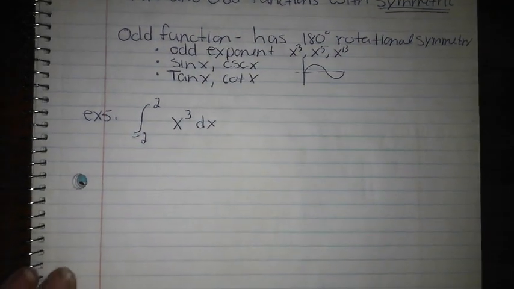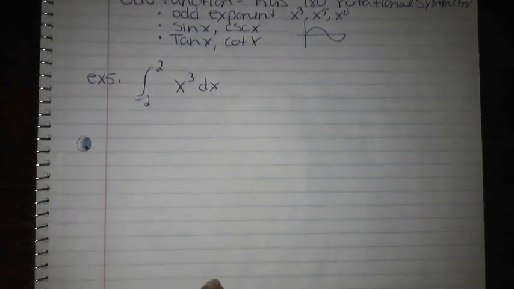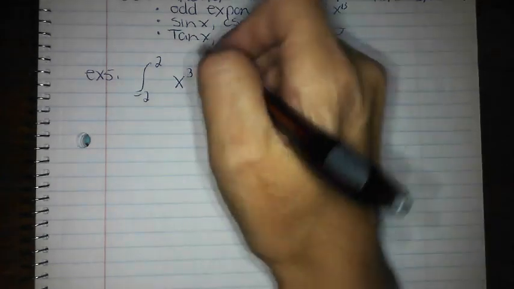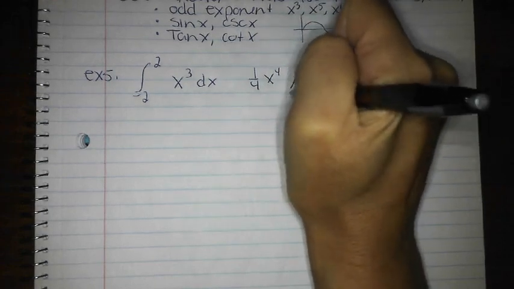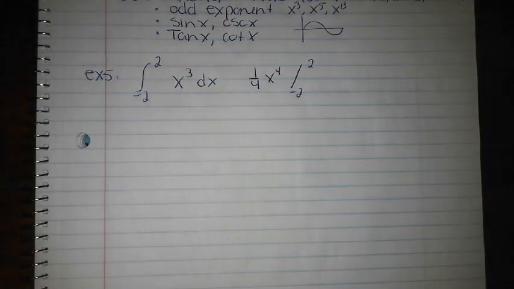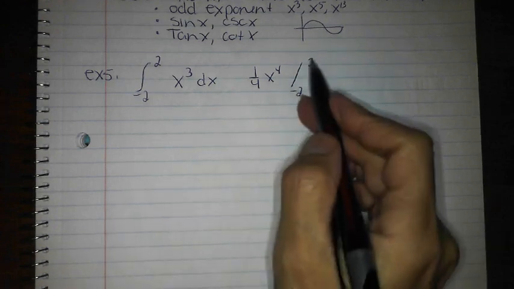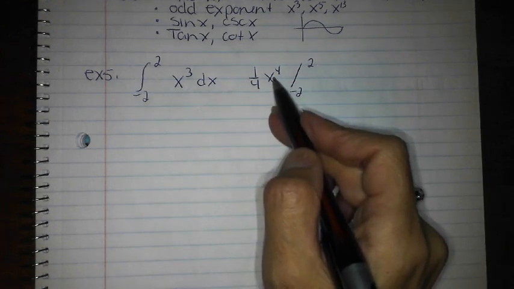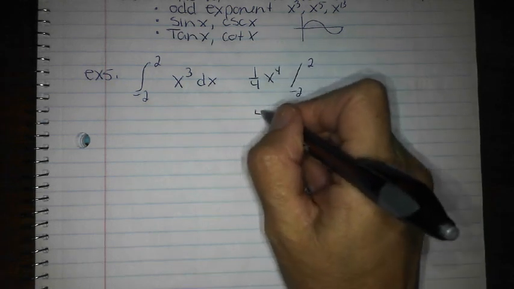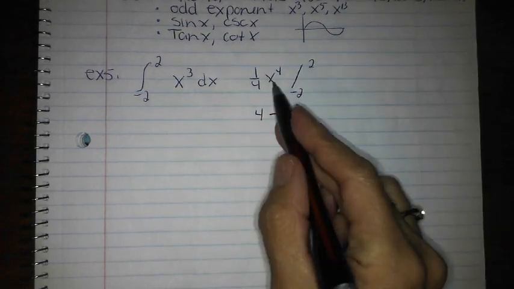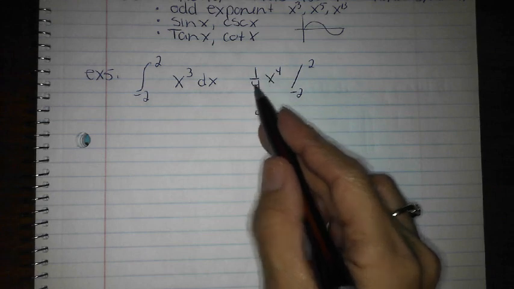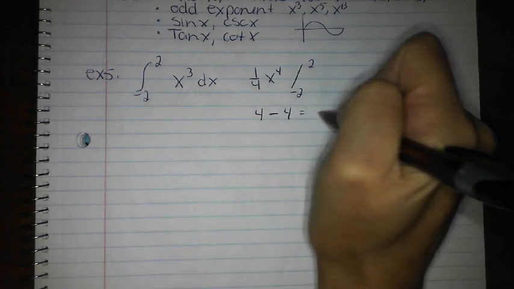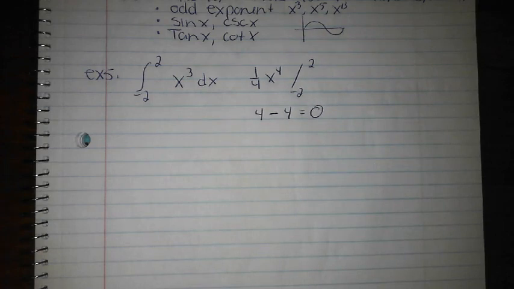Let's look at the integral of x cubed dx. If we just do the antiderivative, we'll do the power rule. We will get 1/4 x to the 4th, from -2 to 2. So plugging in, 2 to the 4th, 2 times 2 is 4 times 2 is 16. 16 divided by 4 is 4. Minus, plugging in a -2, that's still going to give me positive 16, divided by 4. I'm getting an integral of 0.